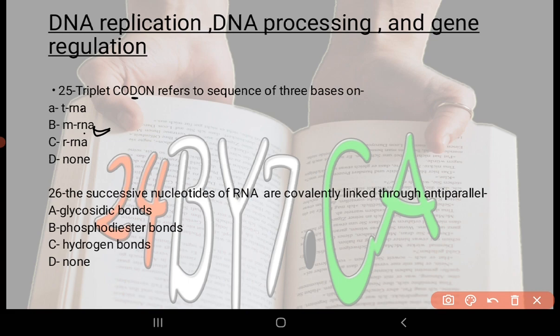Okay. Next question. The successive nucleotides of RNA are covalently linked through anti-parallel: A, glycosidic bonds, B, phosphodiester bonds, C, hydrogen bonds, and D, none. So the right answer is option B, phosphodiester bond. The successive nucleotides of RNA are covalently linked through anti-parallel phosphodiester bonds. Next question.